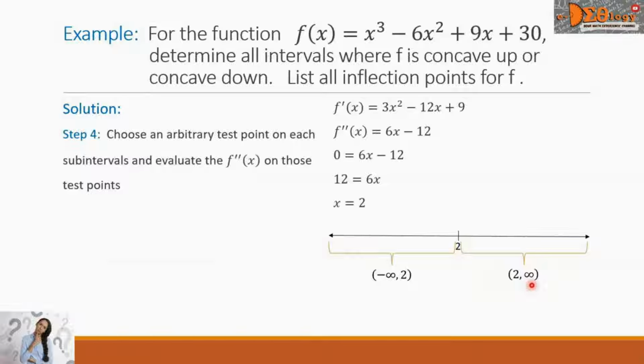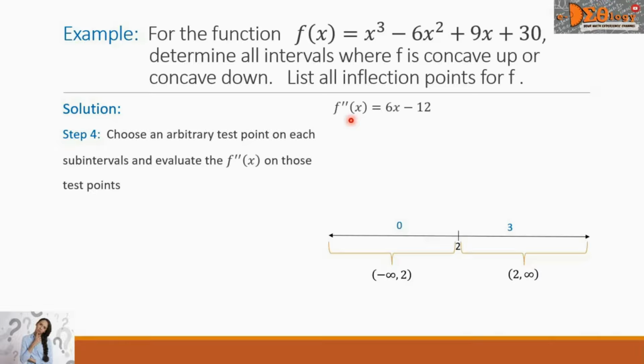Now, we have step 4, and that is to choose an arbitrary test point on each subinterval and evaluate the second derivative of the function on those test points. On this interval, we may choose the number 0 for easy computation, while on the other interval, we may choose the first integer after 2, and that is the number 3. Now, let us evaluate the second derivative on those test points, the 0 and the number 3.